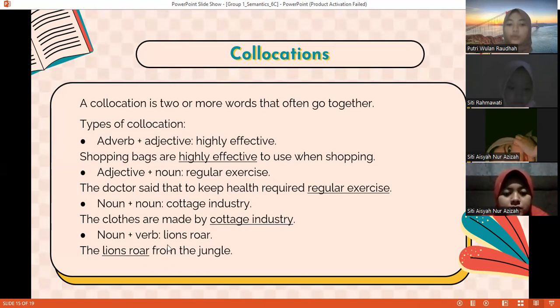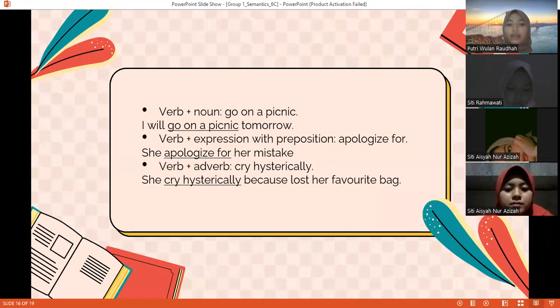The fourth one is noun plus verb. The example here is lion's roar. The example in the sentence is, the lion's roar from the jungle. The next is verb plus noun. The example here is go on a picnic. In the sentence, I will go on a picnic tomorrow. And the other example is commit suicide.